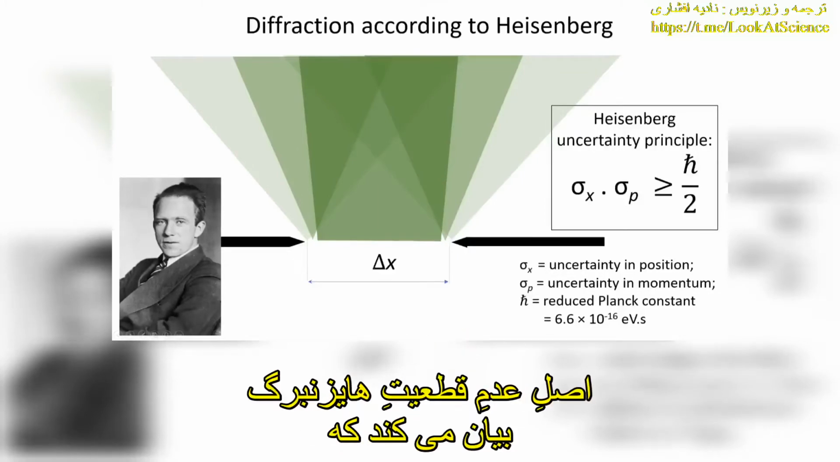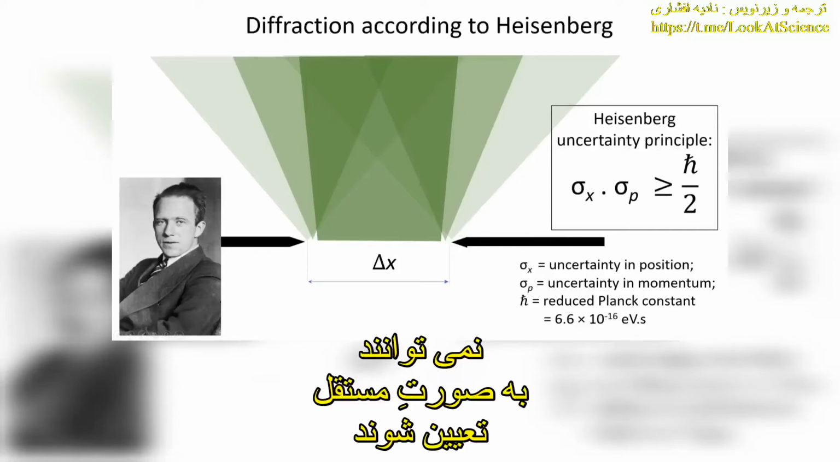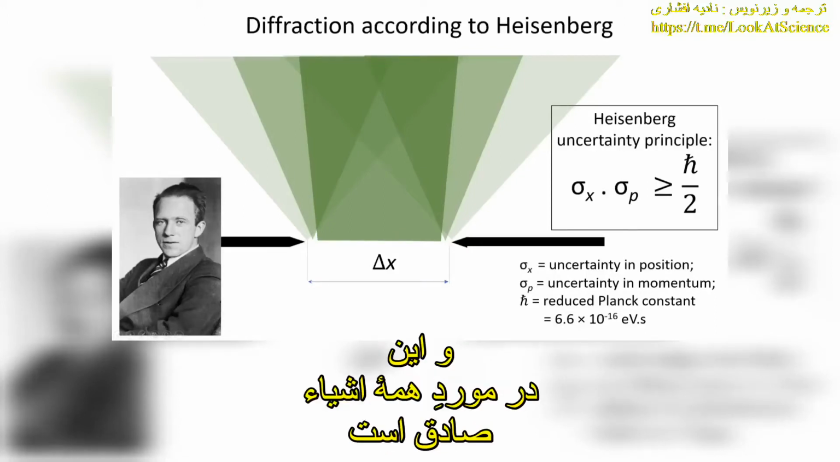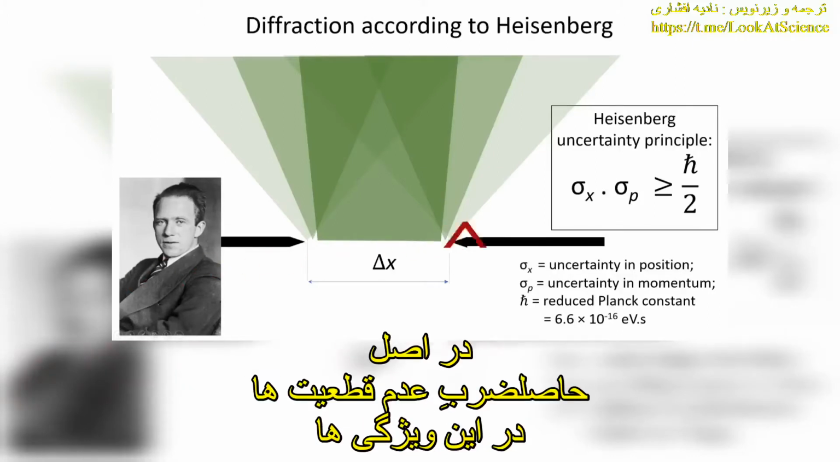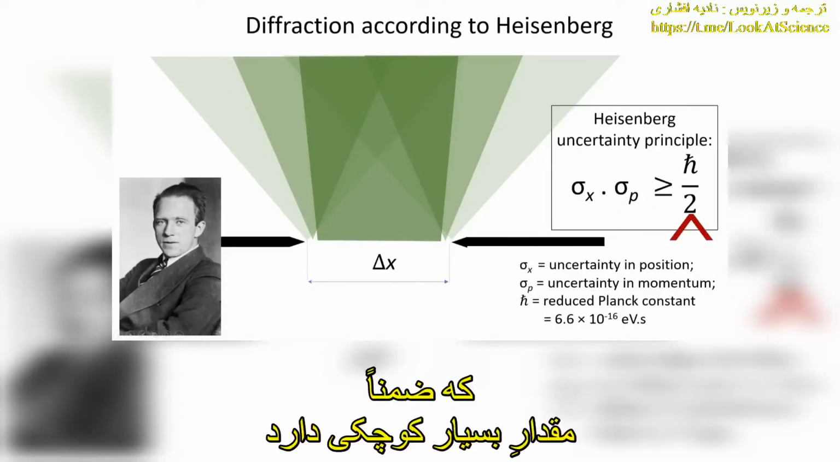The Heisenberg uncertainty principle states that the position of an object and its momentum cannot be independently determined with a very high precision at the same time. And that is the case for all objects, either large or small. In essence, the product of the uncertainties in these properties should always be bigger than the value of this particular constant, which, by the way, has a very small value.